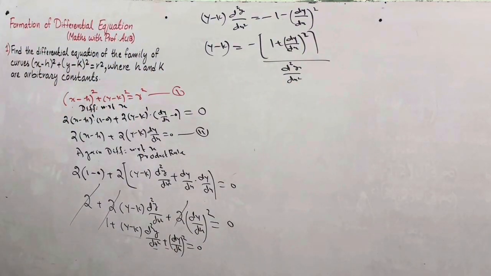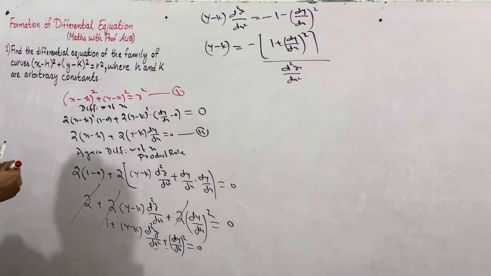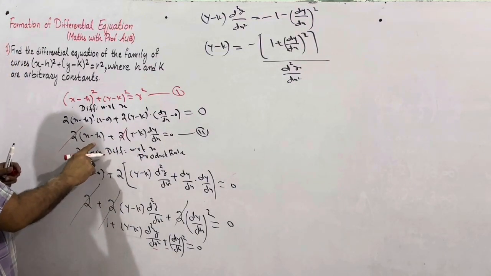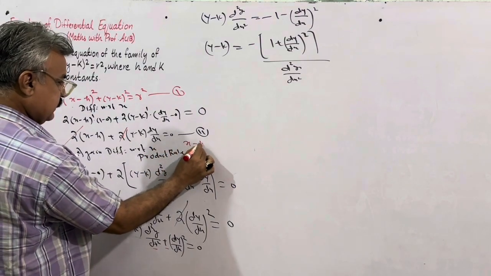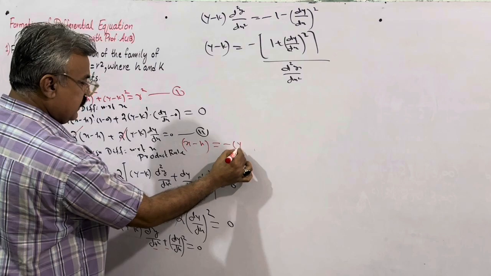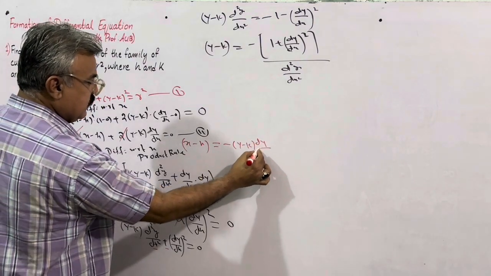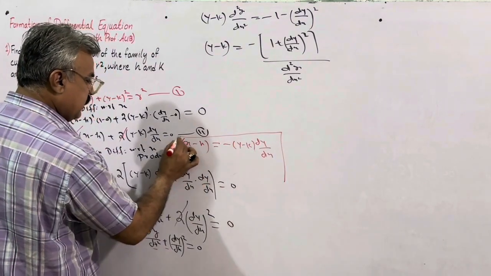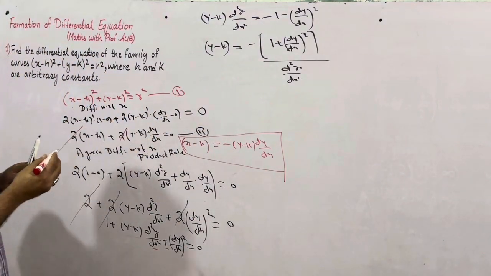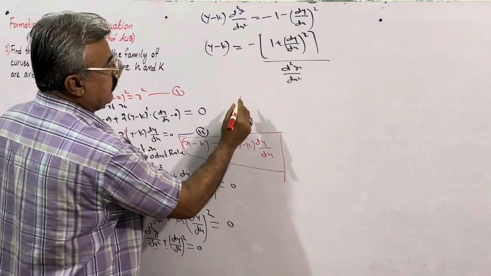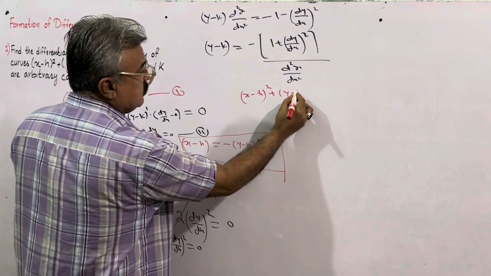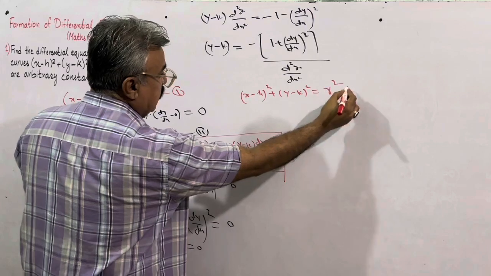y minus k. Also managing the value of x minus h from here, taking 2 common, dividing by 2, x minus h is equal to, in that case shift that quantity here, I have negative y minus k times dy over dx. Now plug in the values of x minus h and y minus k in the original equation, then we have our required differential equation.